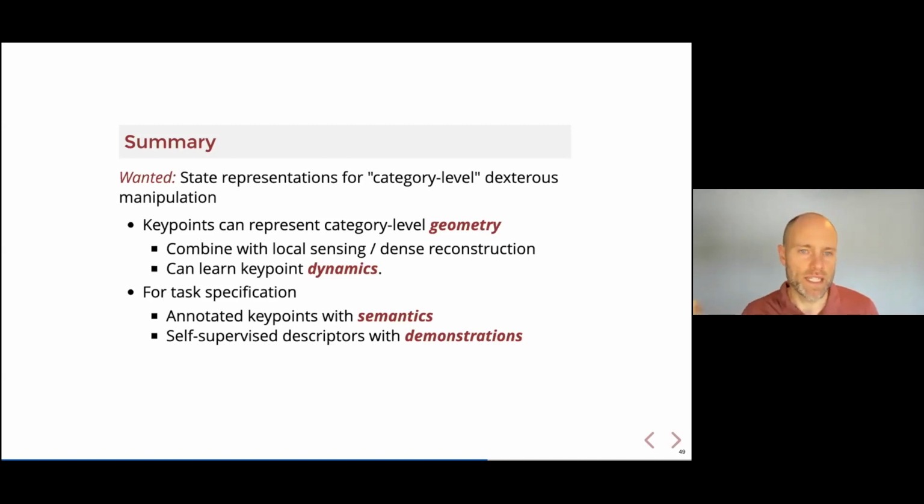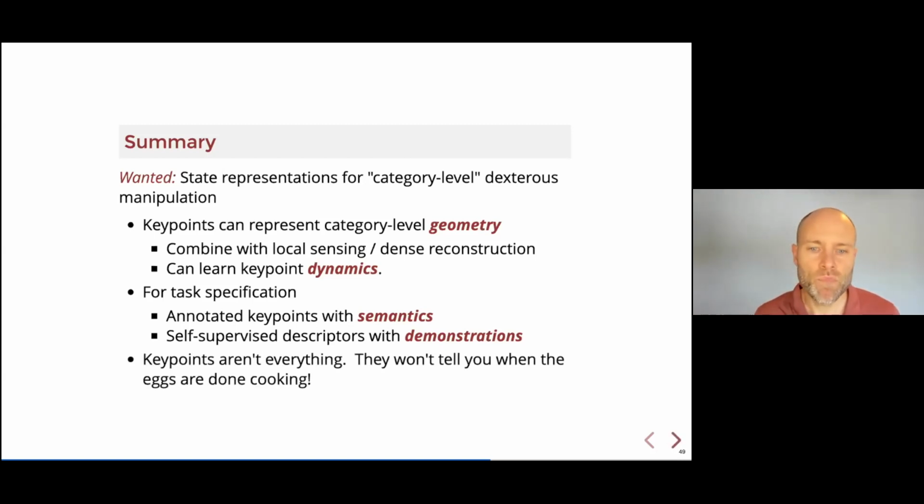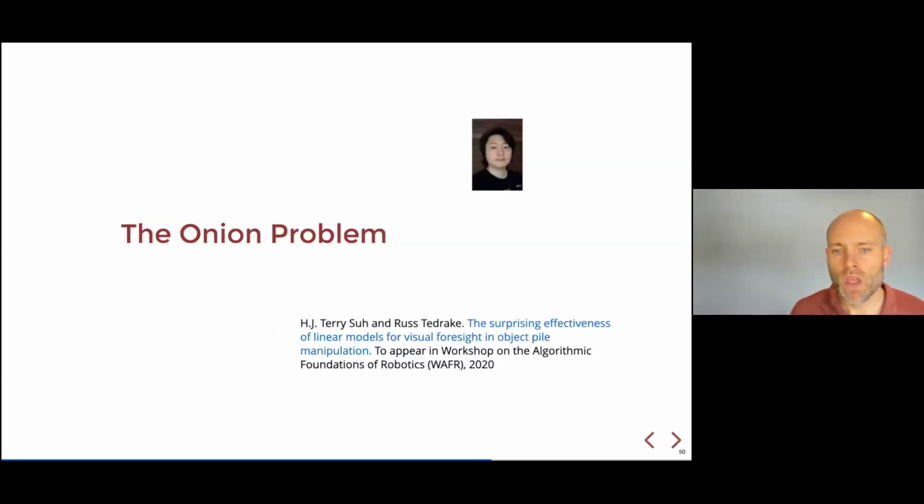When you give that up, you can still do some things, but we've been using demonstrations to use the self-supervised key points. Key points are not everything. We don't claim them to be. They are talking about the geometry of the task. They won't tell you when the eggs are done cooking. A lot of tasks are hard to specify with key points still, but they're a useful stepping stone. Let's get back to that onion problem.